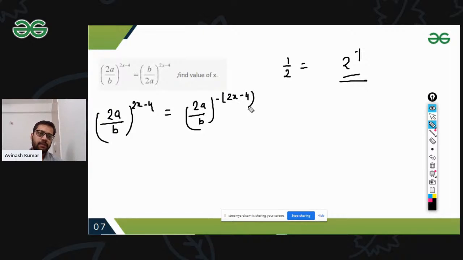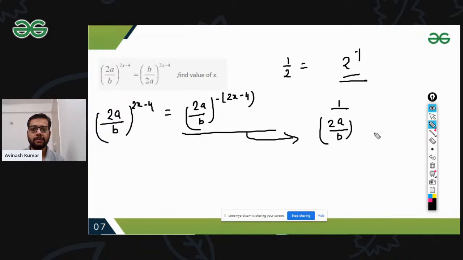Okay. Because if I am just solving this part separately, this will give you 1 upon (2a upon b) to the power 2x minus 4. Now this part will go up, and then again this will make you like this. So (b upon 2a) to the power 2x minus 4. Right? Now our base is the same, 2a by b, 2a by b. So I can compare our power part.